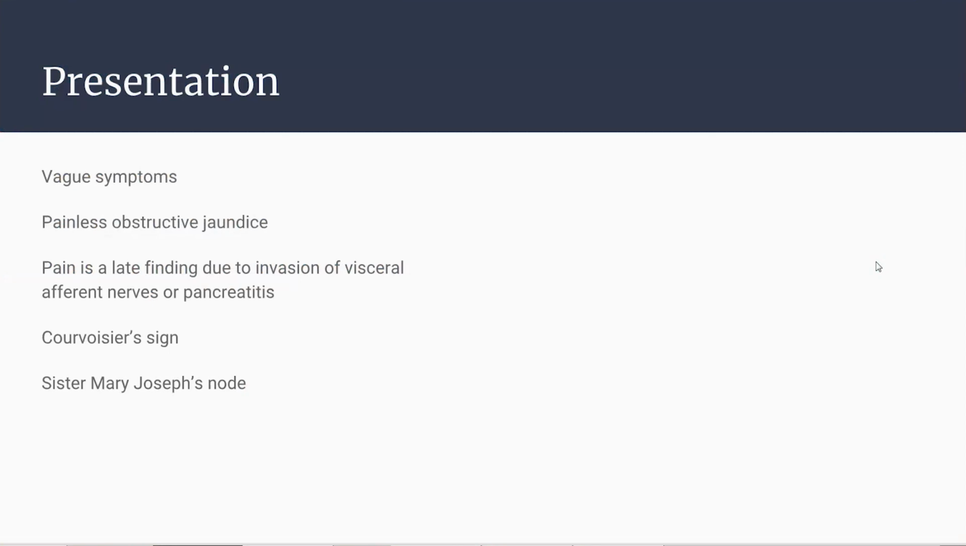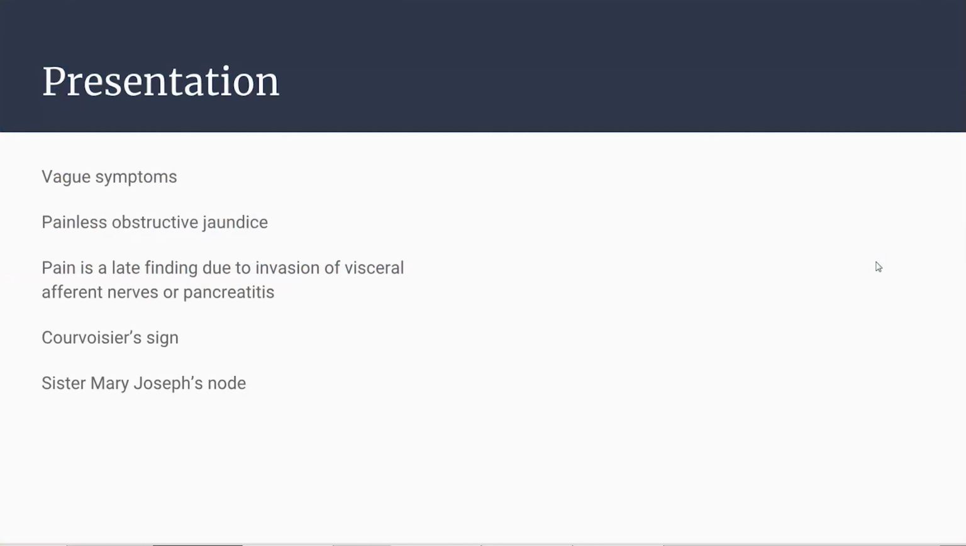Classically, tumors in the head of the pancreas cause painless obstructive jaundice, whereas tumors in the body and tail of the pancreas tend to produce pain, either from involvement of the visceral afferent nerves or due to bouts of pancreatitis. Of note, presenting with pain is often a late finding and typically is not resectable at that point.